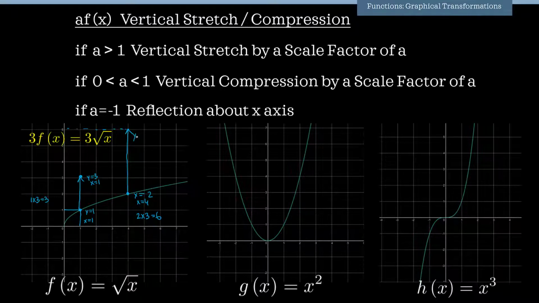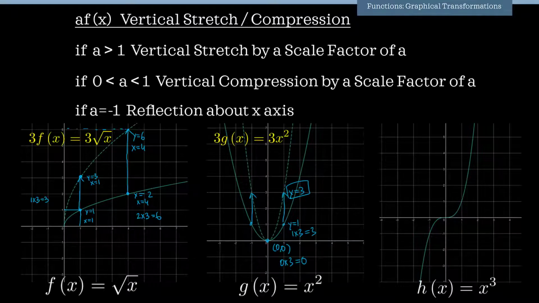So after this transformation, my graph of the function 3f of x is going to look like this. Similarly, the graph of the function 3g of x is going to look like this. Each point on this graph has been moved upwards 3 times. You can see here that the point which was at 0 remained at 0 because 0 times anything is 0. But the point which was at 1 moved to 3 because 1 times 3 is 3. And the graph of the function 3h of x is going to look like this.